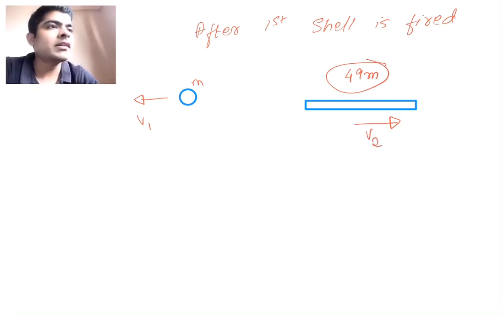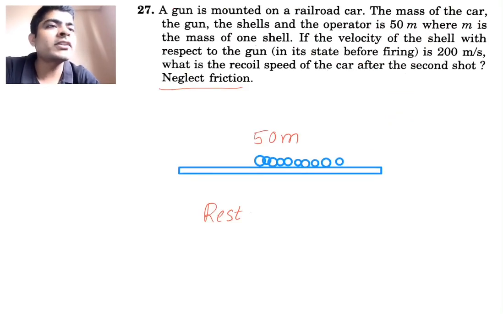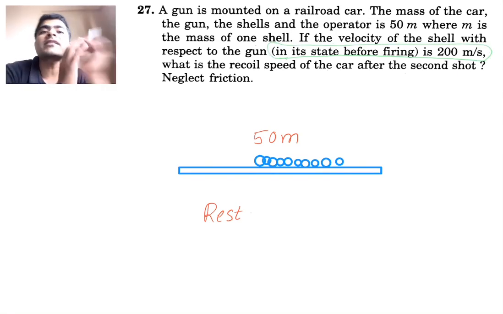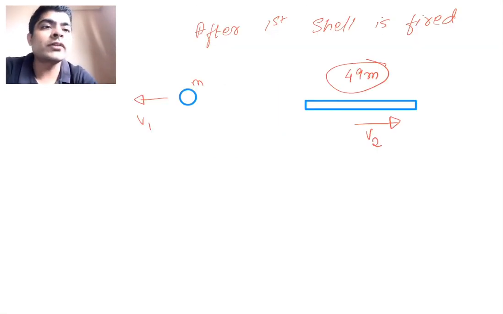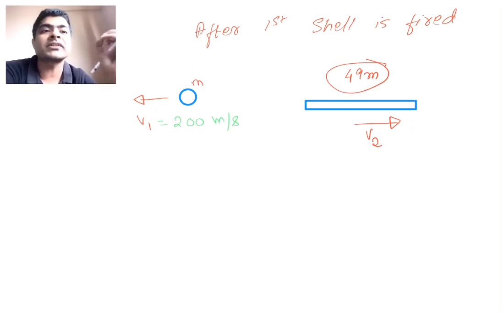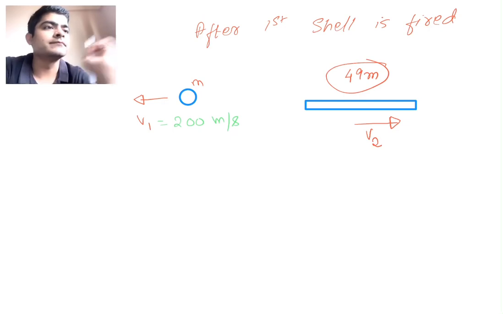Now what does the question say? If velocity of the shell with respect to the gun in its state before firing is 200 meter per second. So before the first shell was fired, the entire system was at rest. So we could directly say that v1 is equal to 200 meter per second, because v1 is the velocity of the shell with respect to the state before the firing. Before the first shell is fired, velocity of the system is 0. So v1 will be 200, right?